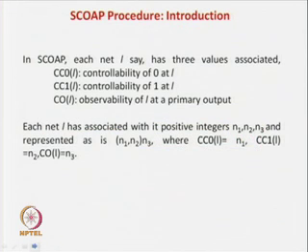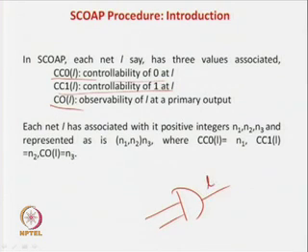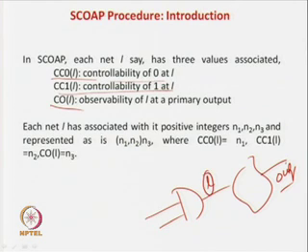Before that, we see some notations. CC0 of L, as we already told you, is the controllability of 0 at net L, that is, how difficult it is to control the net L to 0. CC1 is how difficult it is to control the net to 1, and there is one more, the combinational observability of L. Say this is a net L, there are a lot of other circuits, and this is the primary output. Then CO of L, the combinational observability of L, is how difficult it is to observe this line at the primary output.